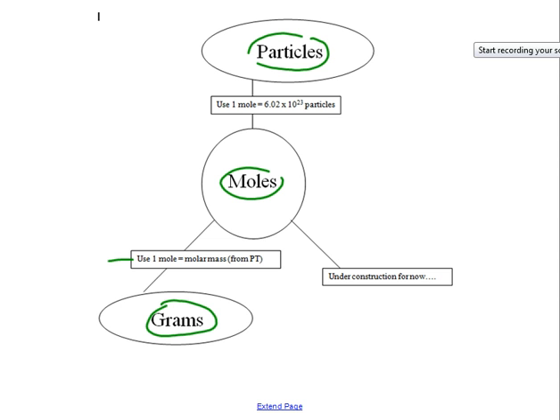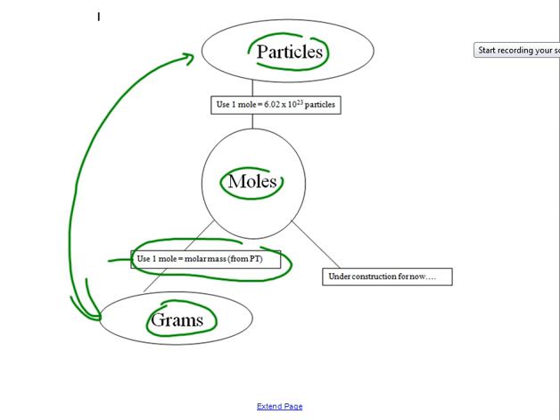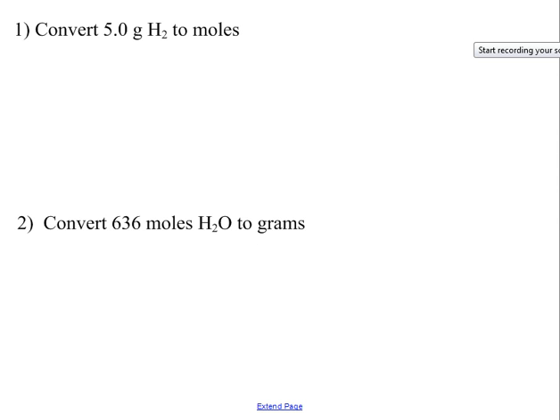But if you need to go from grams to particles or particles to grams, that's where you're going to need two conversion fractions, one using the molar mass and the other one using Avogadro's number. So this is kind of a handy visual representation to help you keep track of where you are in your problems. So let's try a few together so you'll understand what I'm talking about.